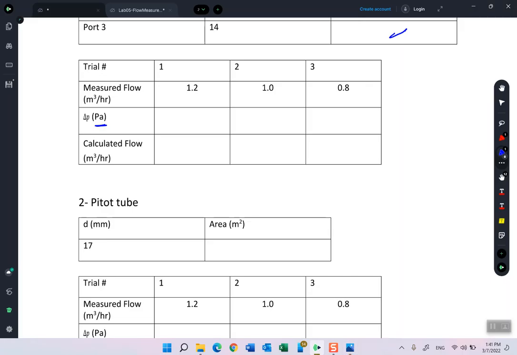So to do that, let's say that we want to convert from millibar, which we get from the pressure meter, to Pascal. To do that, you will have to multiply by 100. So don't forget to do that. Whatever the measurement, you should multiply it by 100.